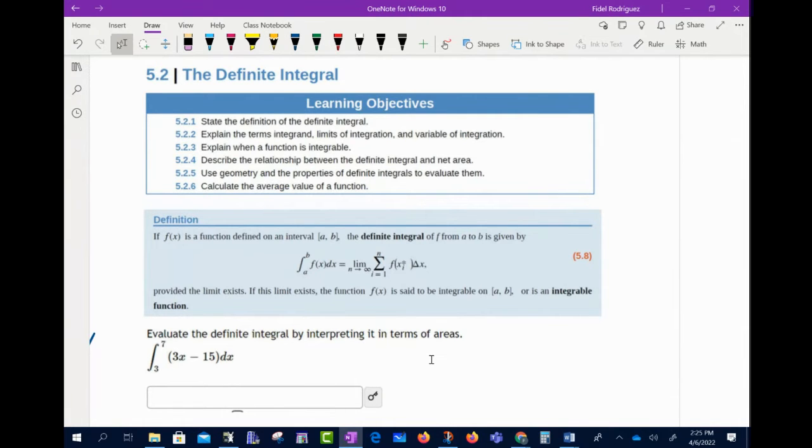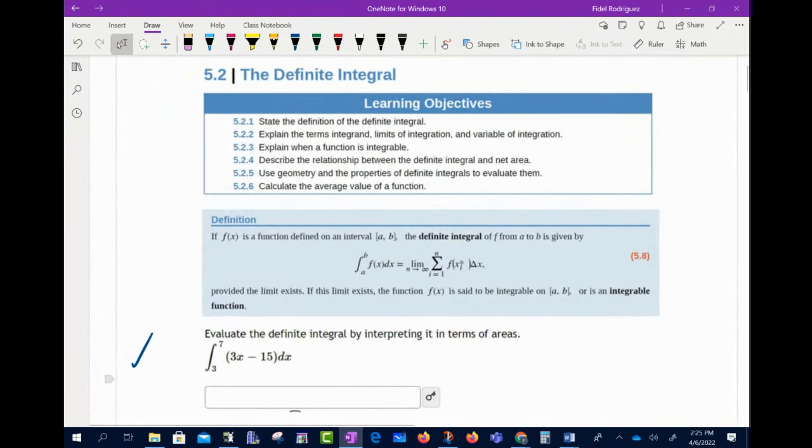I am recording again, y'all. Again, there'll be 2 different videos. I'll upload 5.1 and then I'll upload 5.2. I'll call it 5.2 part 1. And then on Monday we'll do 5.2 part 2. Okay, but the definite integral is 5.2.